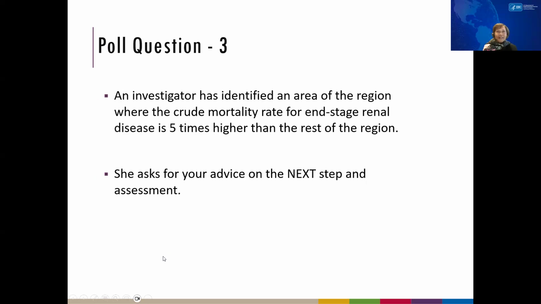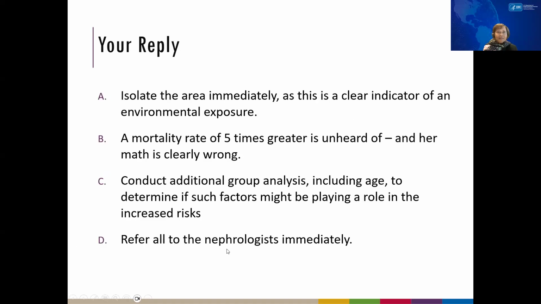Moving on to the next one. An investigator has identified an area of the region where the crude mortality rate for end-stage renal disease is 5 times higher than the rest of the region. She's asking for your advice on the next steps and assessment. And again, your choices are A to D.